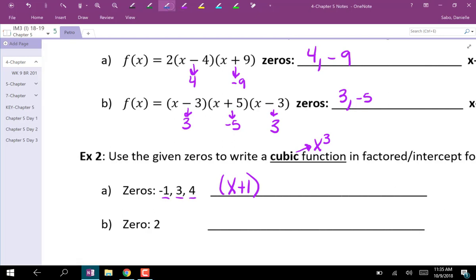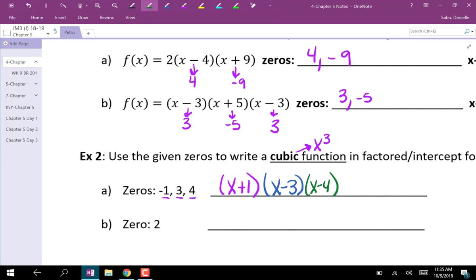Then I have what? X. What about this 3? How would I write that? Yeah, x minus 3. And what about the 4? Yeah, x minus 4. And we're done. That's your function. That's called factored form or intercept form. All we're doing is switching the signs, and you can put it in your graphing calculator and call it a day.